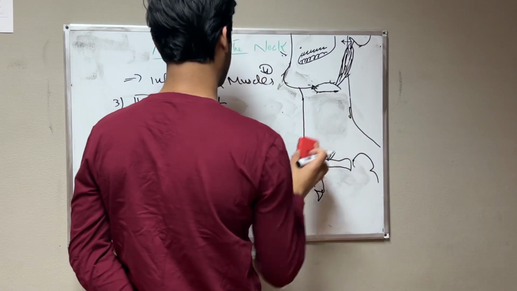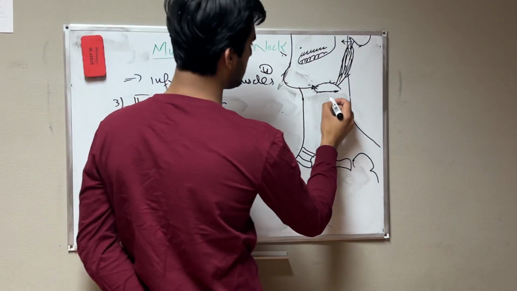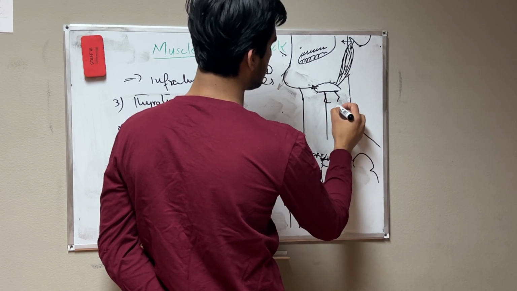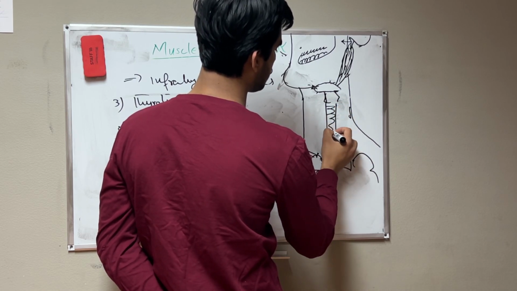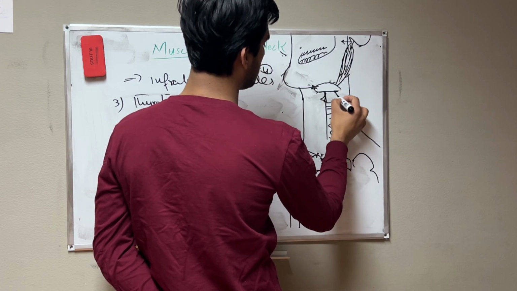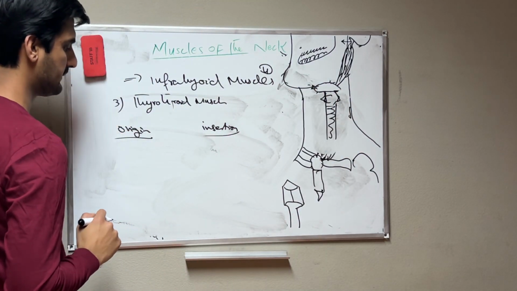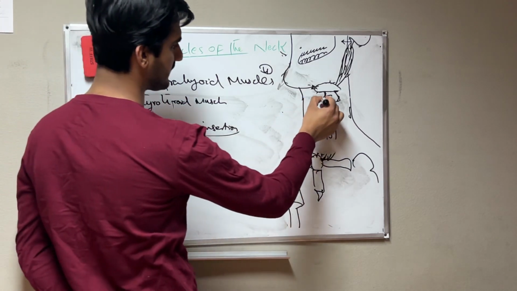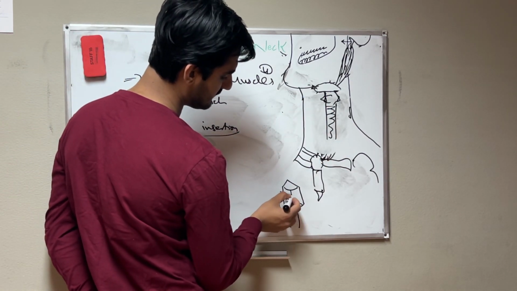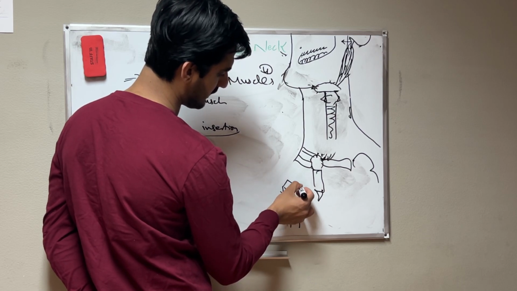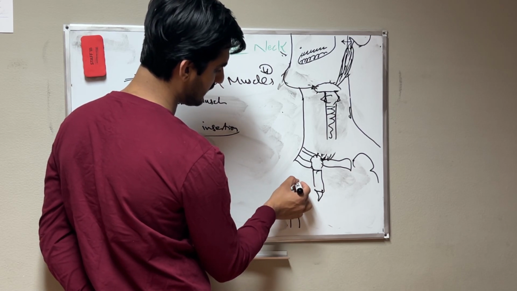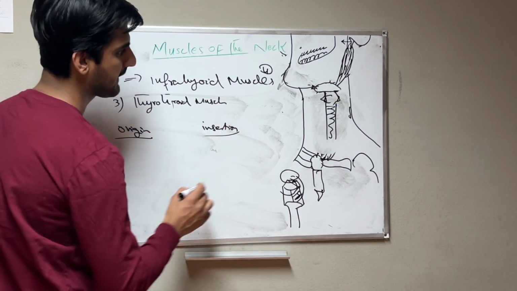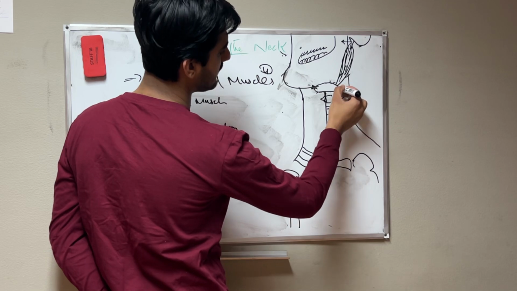Besides the sternohyoid and sternothyroid, now here we have the thyrohyoid. This is the trachea, and this is the thyroid cartilage. The thyrohyoid muscle originates from the thyroid plate. From here it originates. And here is the hyoid bone, where it is inserted. So from here is the origin and here is the insertion.